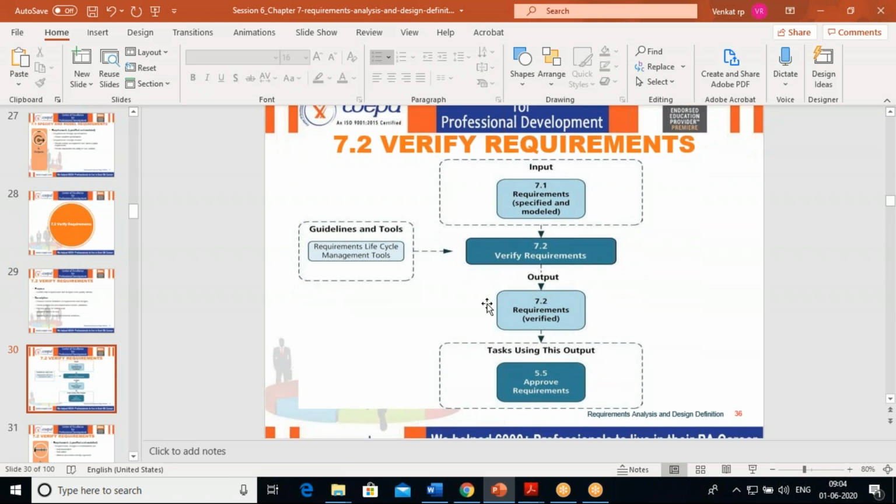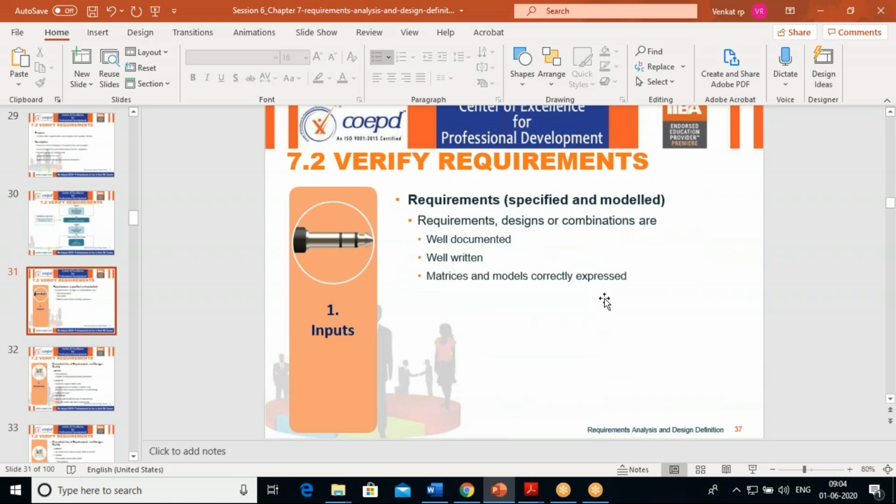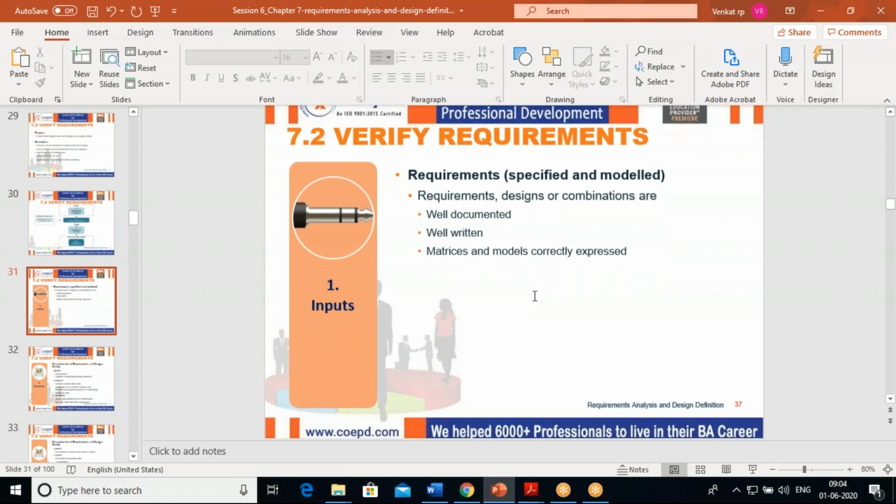If you see verify requirements, it takes the requirements specified and modeled, the outputs of the previous task, as input, and we will take requirements lifecycle management tools as the guidelines. The output is requirements verified. Requirements specified means they should be well documented, well written, and matrices and models correctly expressed. That is what I told you, right?